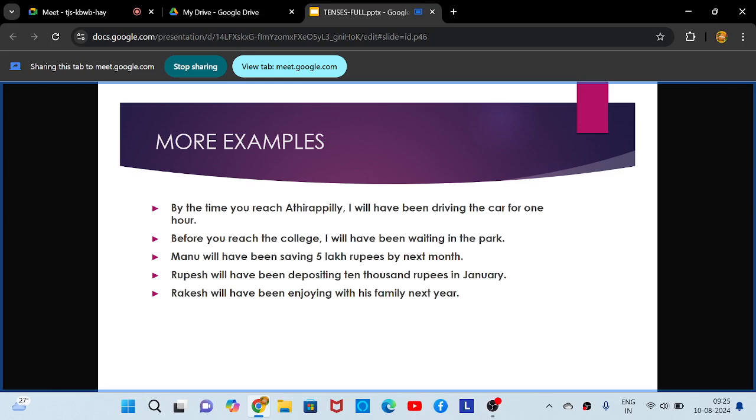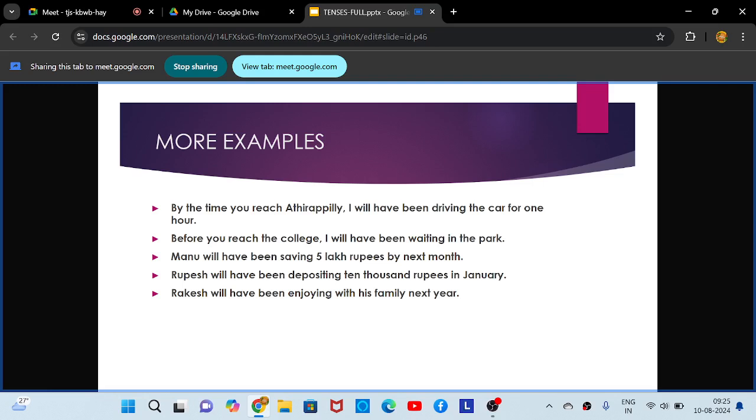I will have been waiting in the park. Waiting is the second action. But which is the first action? Waiting only. Because by the time you reach the college, I will have been waiting. That means I will have reached the college first, right? Only then you will come.